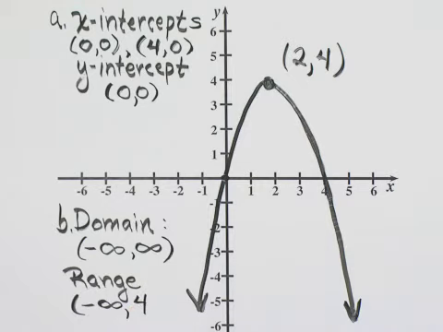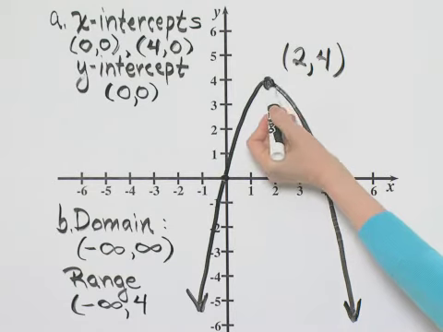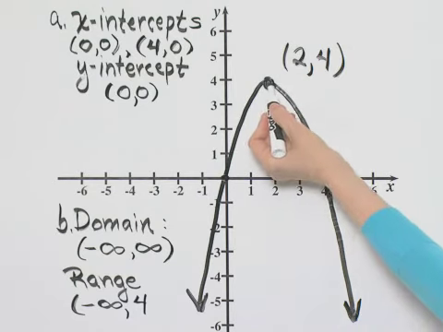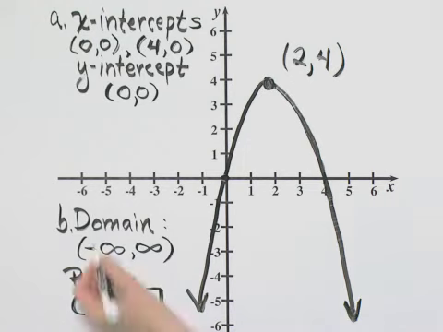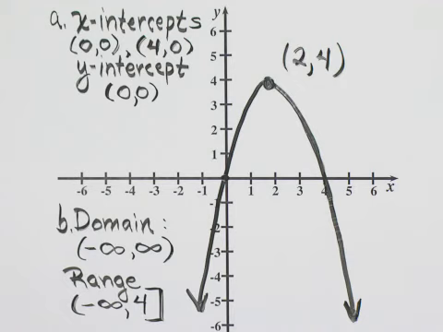Do I place a parenthesis or bracket about 4? This parabola actually attains the y value of 4, so I place a bracket. So there we go. X and y intercepts, domain, range.